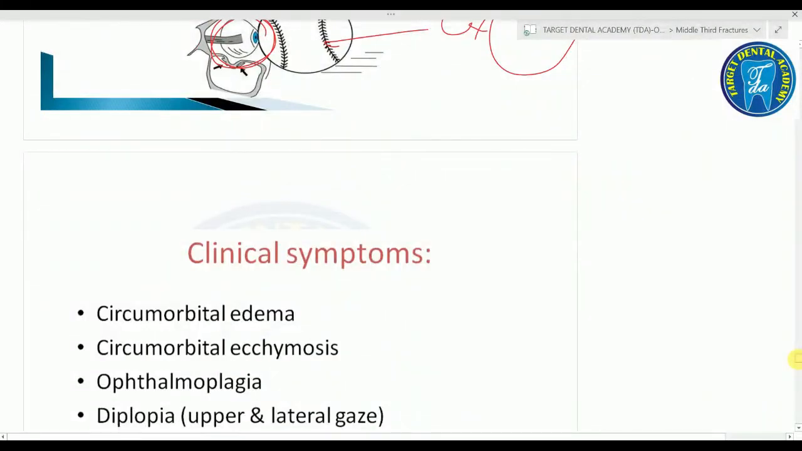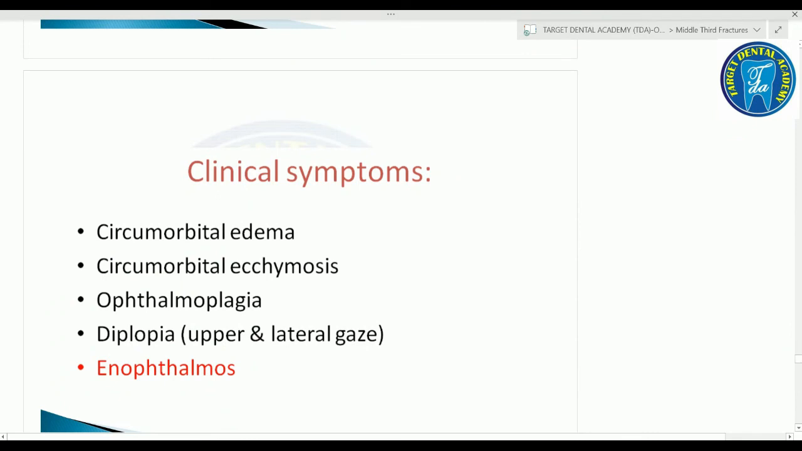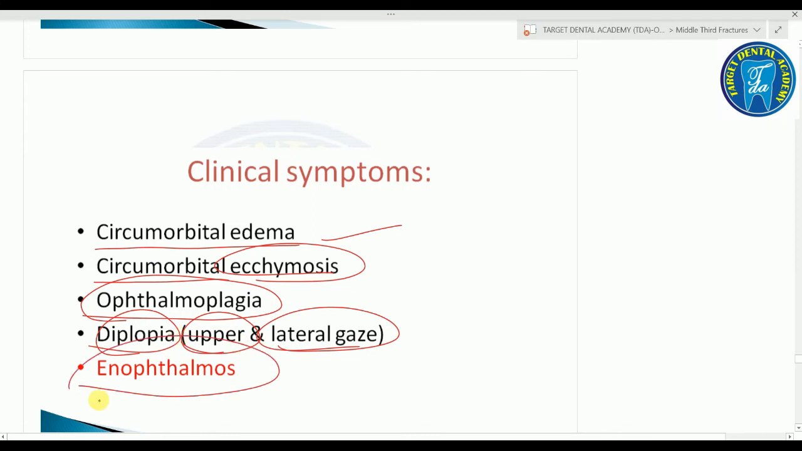So what are the clinical symptoms? You can see circumorbital edema, circumorbital ecchymosis, and ophthalmoplegia, diplopia of upper and lateral gaze. A very important feature of blowout fractures is that you can see enophthalmos.